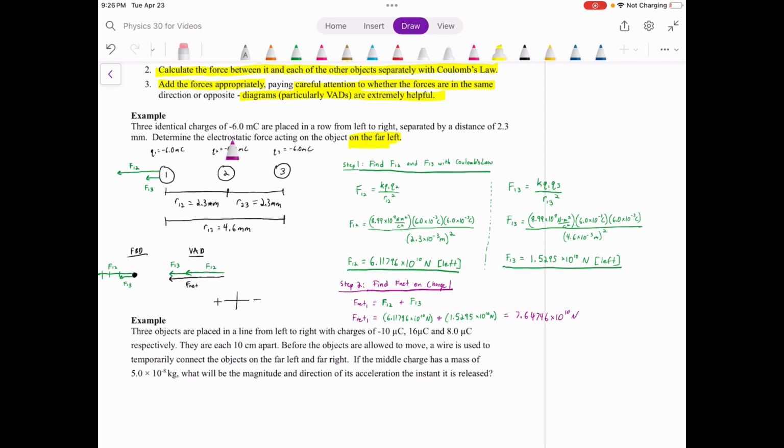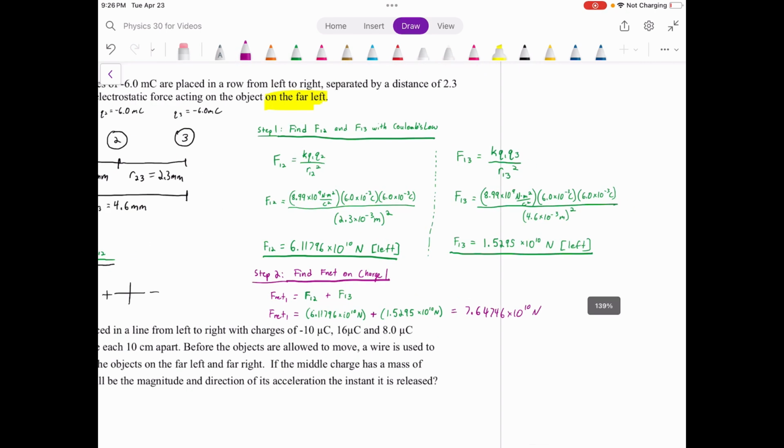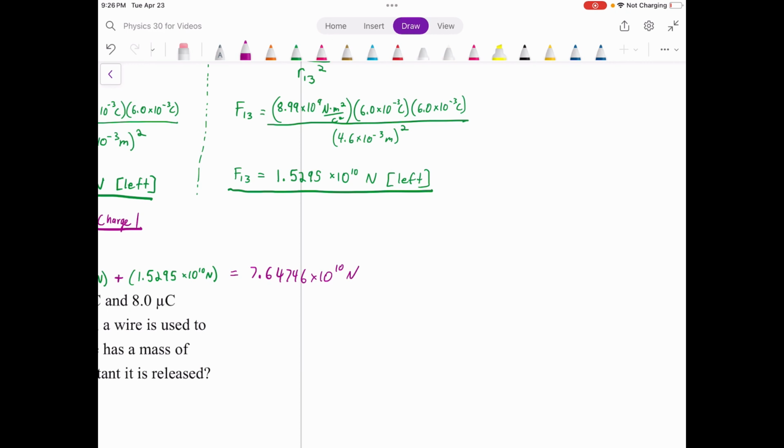And now just significant digits, right? So we get 2 significant digits, so I would write this as 7.6 times 10 to the 10 newtons to the left. That is the net force on object 1.